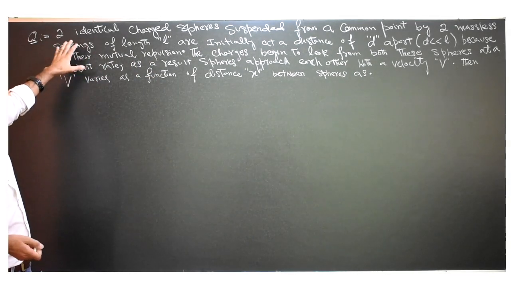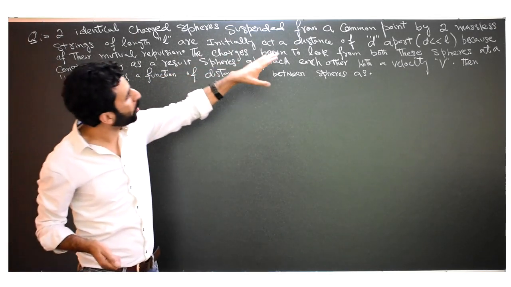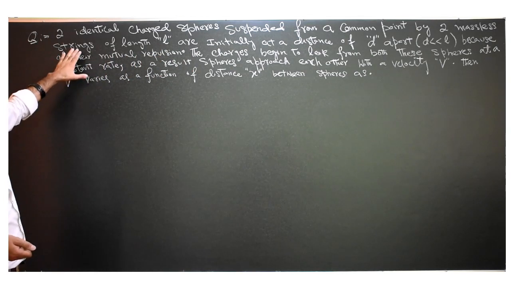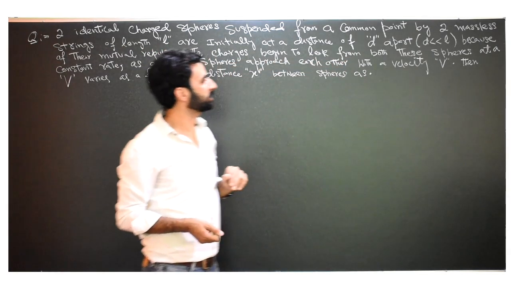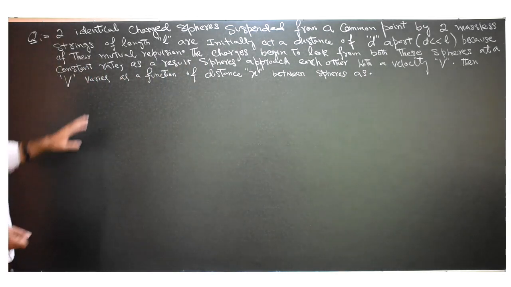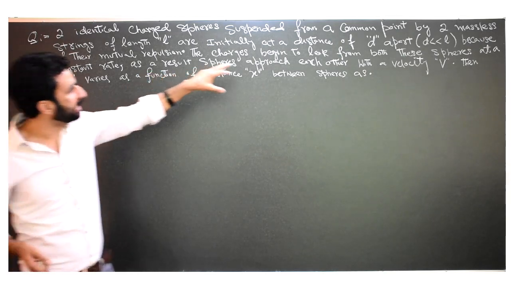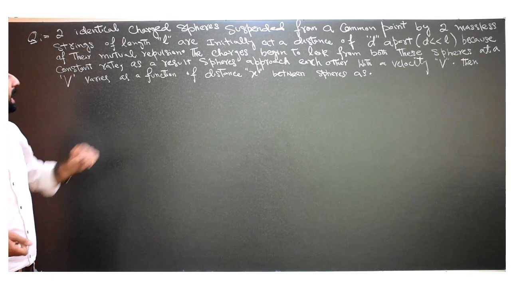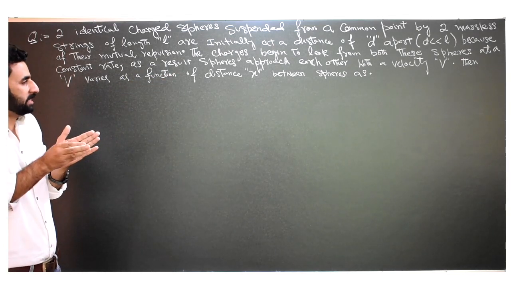We are given two identical charged spheres suspended from a common point by two massless strings of length L. They are initially at a distance d apart, where d is much less than L, because of their mutual repulsion. The charges begin to leak from both spheres at a constant rate, as a result of which the spheres approach each other with a velocity v.